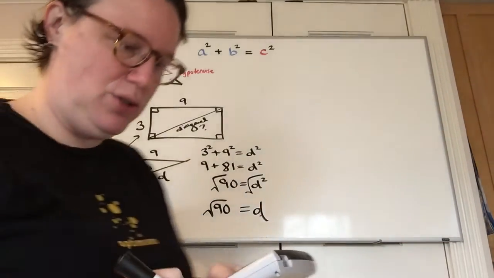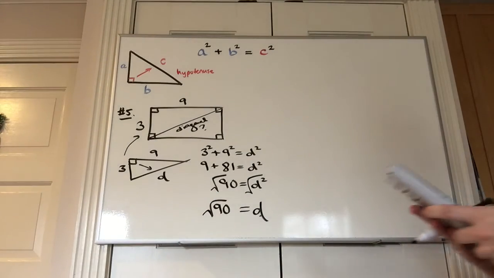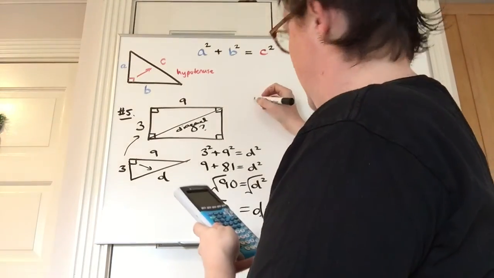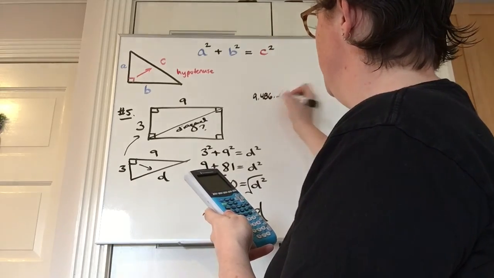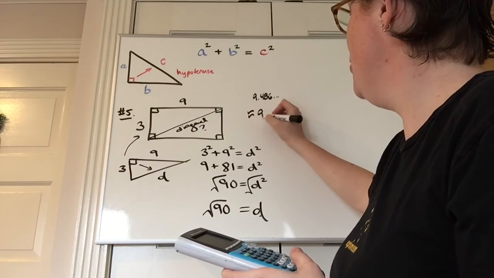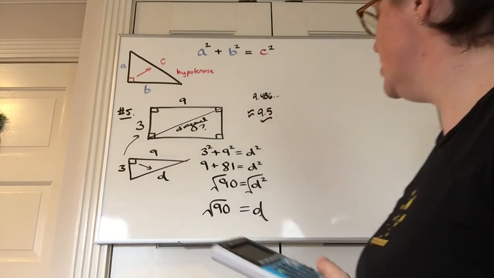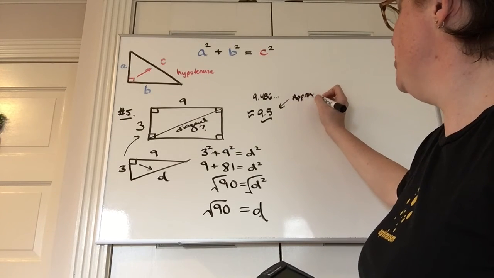And you've got two options. You can get the approximation for that root. Turns out that the square root of 90 is approximately 9.486, and so on. So if I was going to round that to the nearest tenth, I would say that length is about 9.5 units. So that's my approximation. And I could also simplify it.